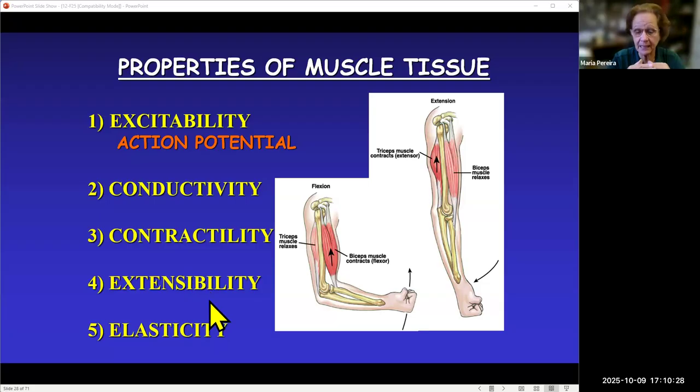So they can also extend. You can have actin and myosin overlapping like this, or like this, and that allows the muscles to increase in size or to contract. So extend and contract. And elasticity. That's a very, very important property because you want the muscles, once the signal is gone, to go back to their original shape. So these are 5 important properties of muscles.